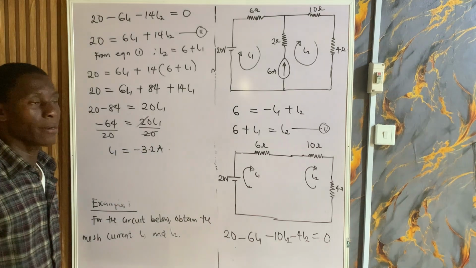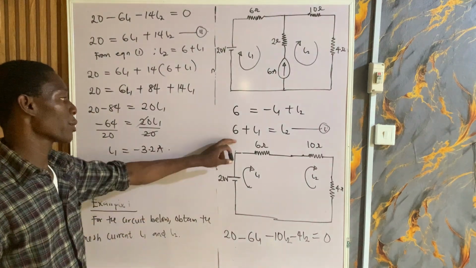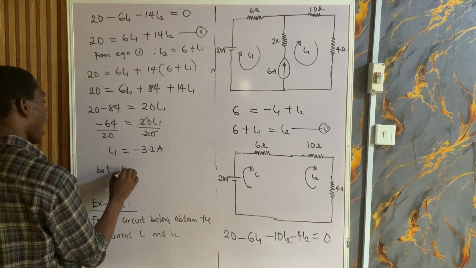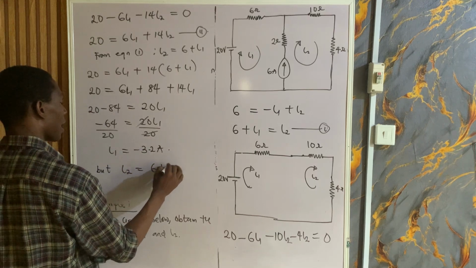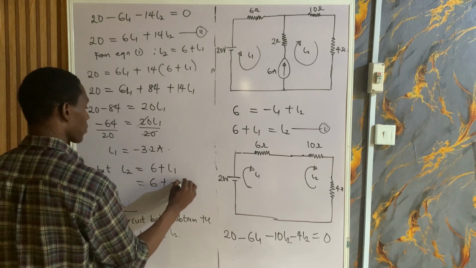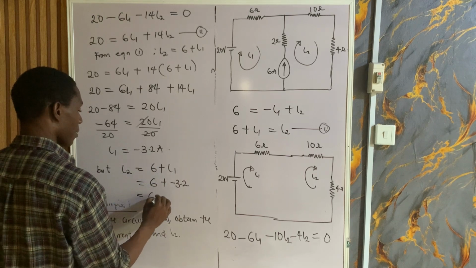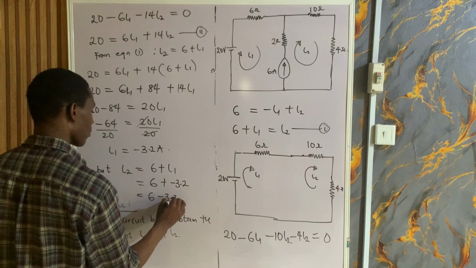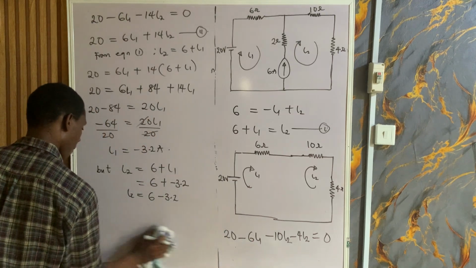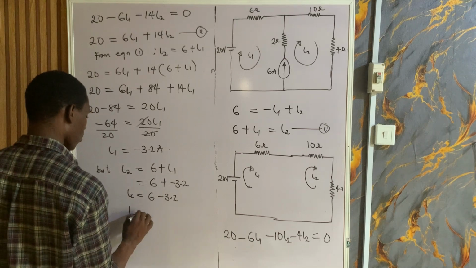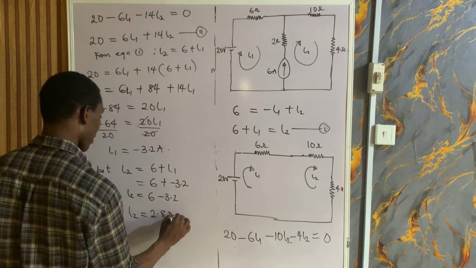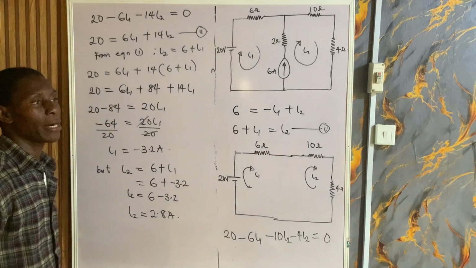So we've gotten I1 now. To get I2, remember we have equation 1, which says I2 is equal to 6 plus I1. So simply this will be 6 plus, what's our I1? Minus 3.2. So this will be 6 plus times minus is minus 3.2. So our I2 will be equal to 2.8 ampere. So that's about this.